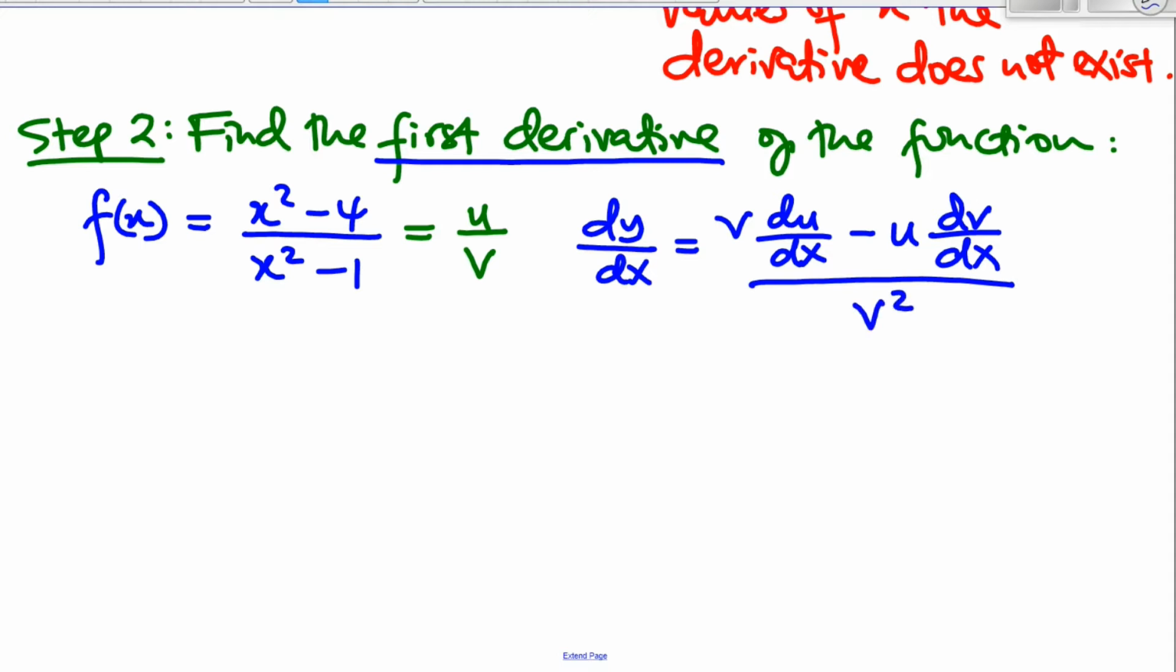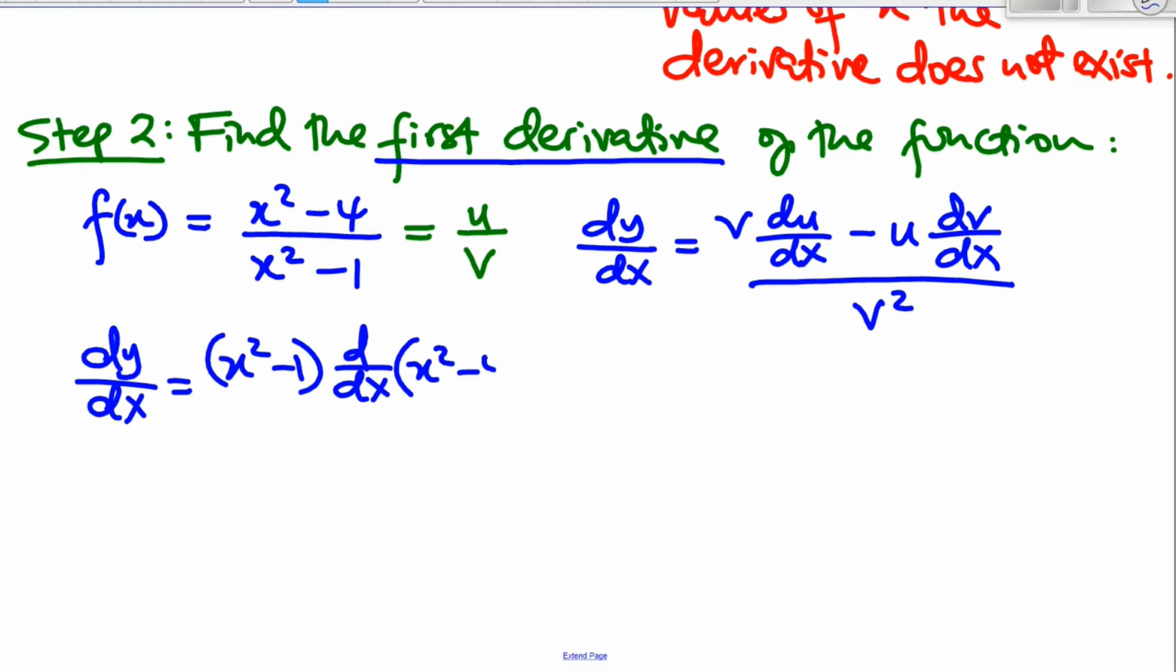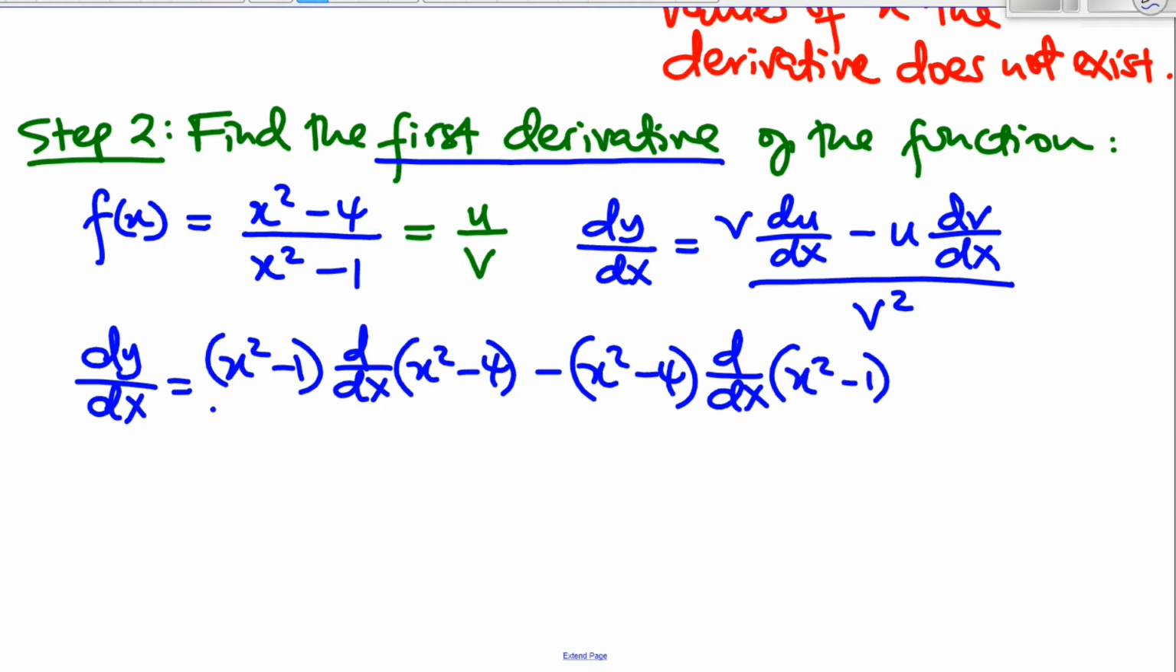Okay, so we need to plug in those guys here. So my v is x squared minus 1, d over dx of my u, which is x squared minus 4, minus x squared minus 4, d over dx of my v, which is x squared minus 1. All this over v squared, which is x squared minus 1 squared.